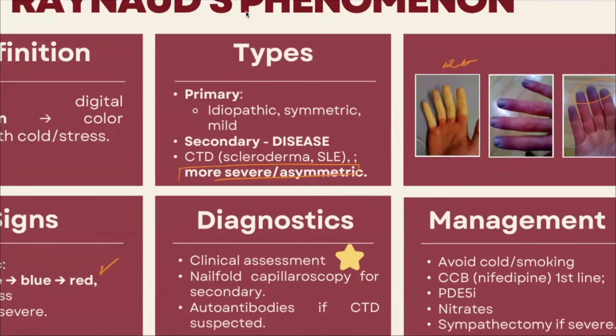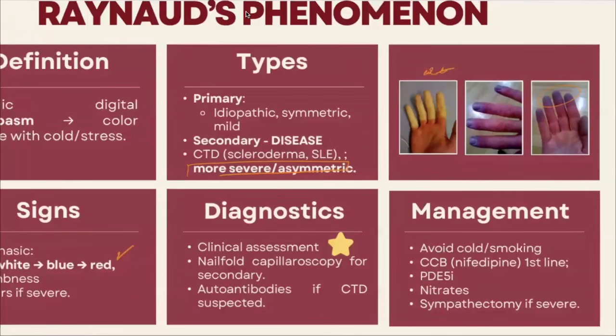These are antibodies for autoimmune diseases, and then you can go further down and go about the whole diagnostic process. What you need to know is mostly you diagnose this through clinical assessment, and again, the differences between both types.